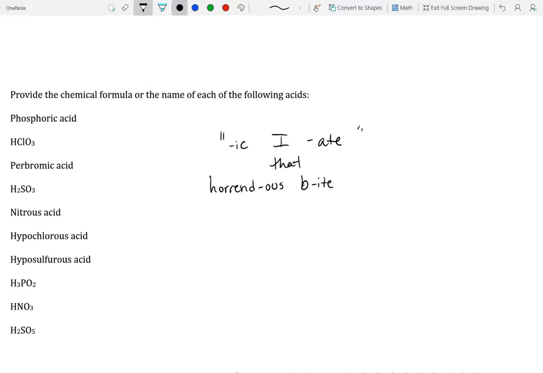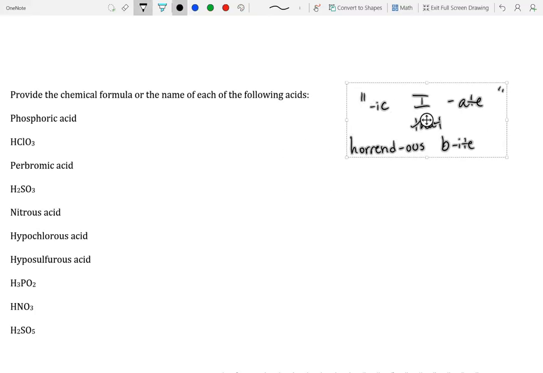Okay, so let's see what we have here. We have phosphoric acid. Okay, so we have to give the name of this. Oh, we have to give the formula of this. Actually, I don't think I included examples that can go with this, but don't worry, we can make some of our own. Let's go ahead and set that to the side. So provide the chemical formula or the name of each of the following acids. So phosphoric acid.